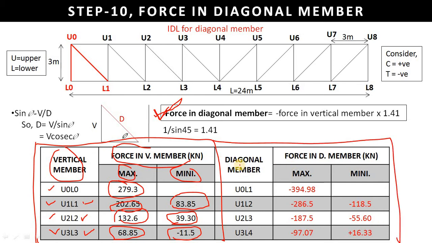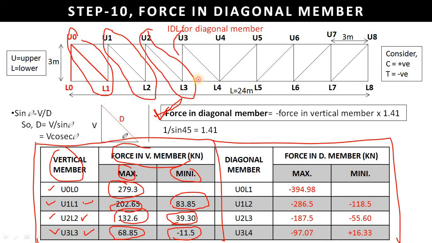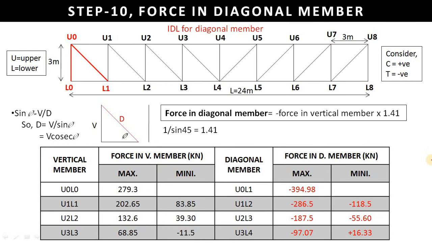So just write diagonal member, and the particular diagonal members U0 L1, U1 L2, U2 L3 and U3 L4. So we have written something like this. And now for the particular U0 L1, we will find the force in the diagonal member with this formula.